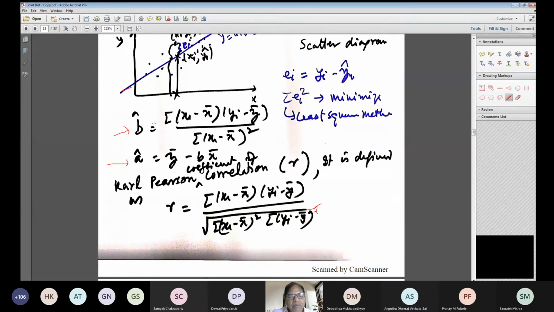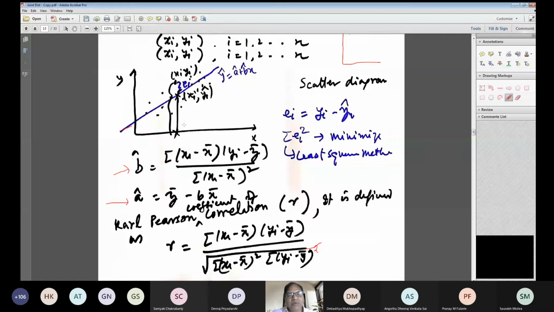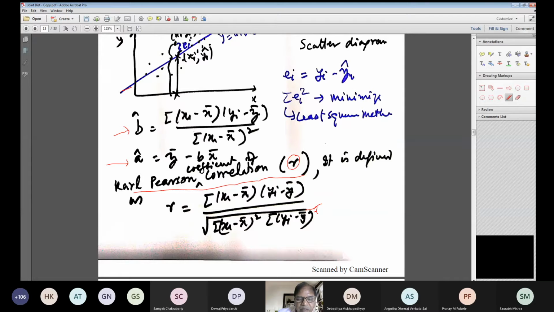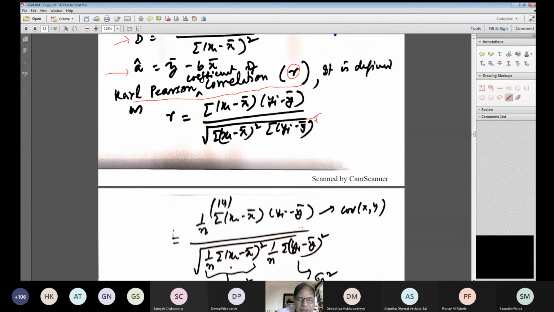In this case, we can also define the correlation, meaning what is the relationship between y and x. There is a measure known as the Karl Pearson coefficient of correlation, usually represented by small r, and it also lies between -1 and +1. It is defined as summation of xi minus x bar times yi minus y bar, divided by the square root of summation xi minus x bar whole square into summation yi minus y bar whole square.